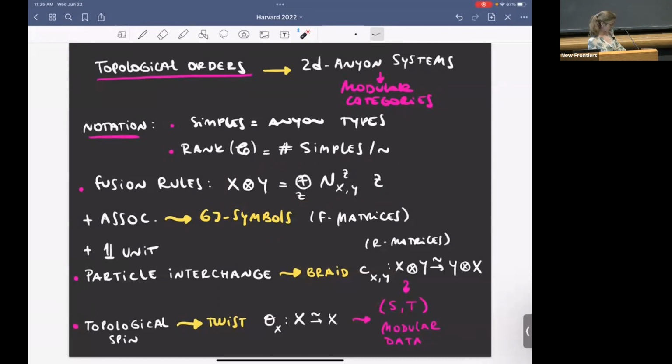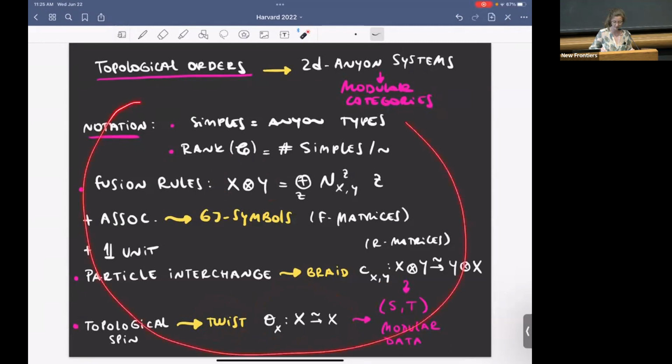So we want to have also a braid, this particle interchange, that will tell us that this tensor product that we were looking at is commutative. And we have twists. This is very useful. We have a trace associated. It's a nice twist that gives us a trace, and it's encoded in this way. And these two things give us two nice matrices that are called the modular data, these S and T matrices, that give us projective representations of the modular group and have a lot of nice relations.